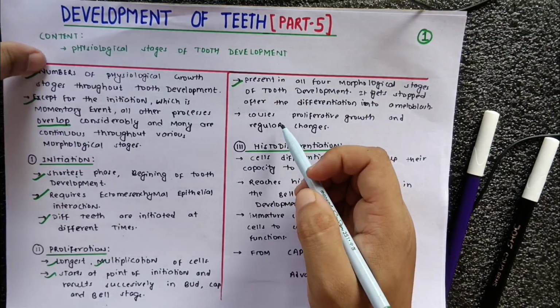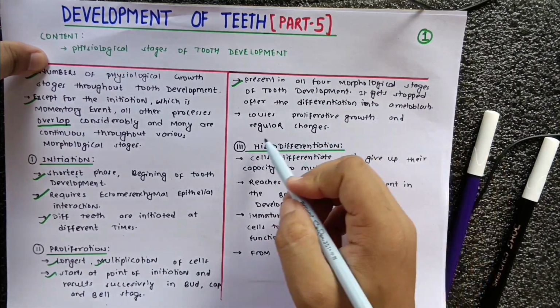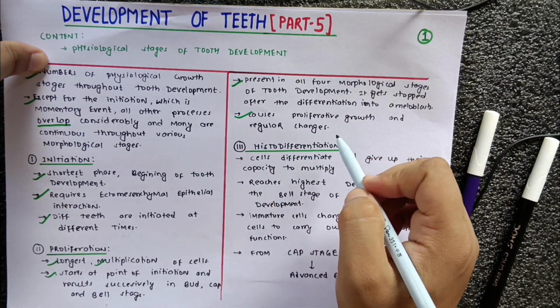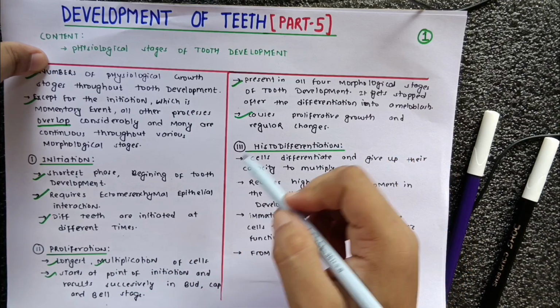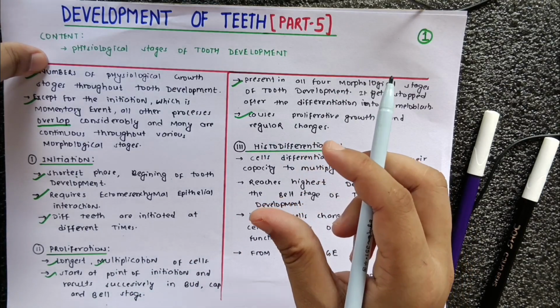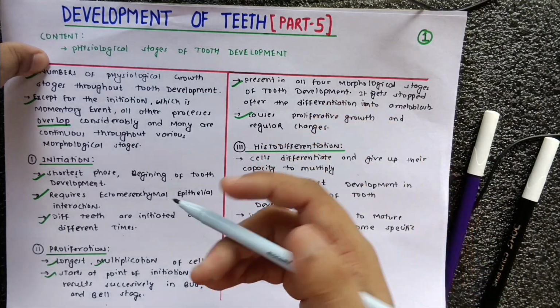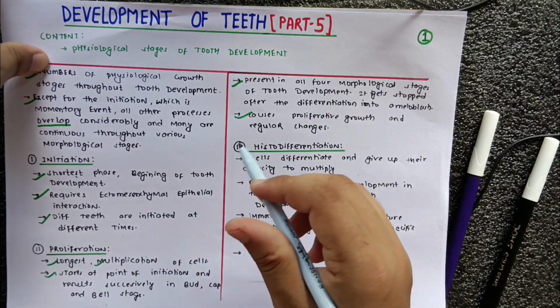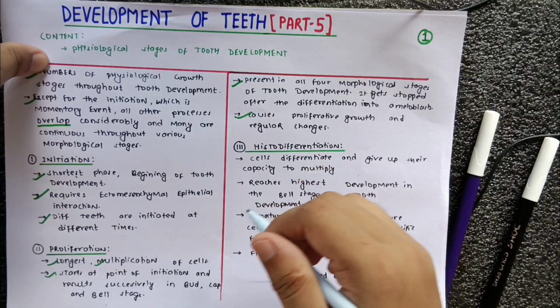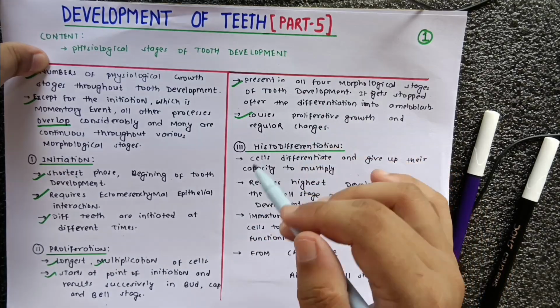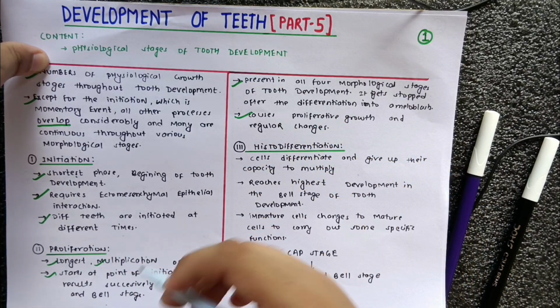After that I have written here, it causes the proliferative growth and regular changes. So proliferative growth and regular changes are present in the enamel organ. As in a bud stage there is a bud shaped enamel organ, and in cap stage there is a cap shaped enamel organ present. So that is all due to the proliferation and differential growth.